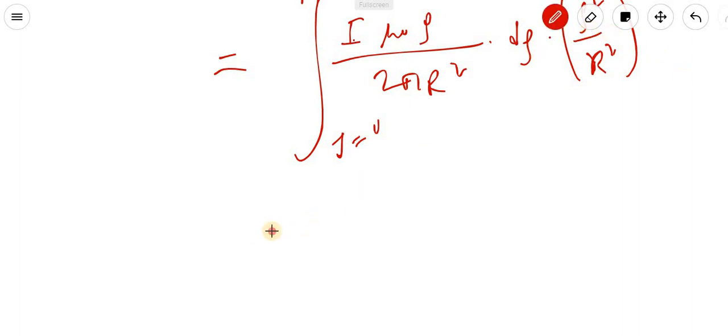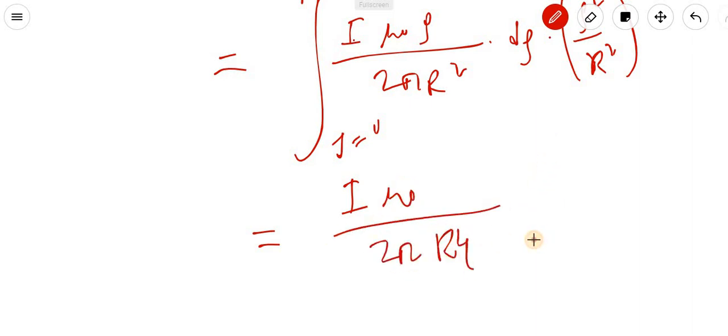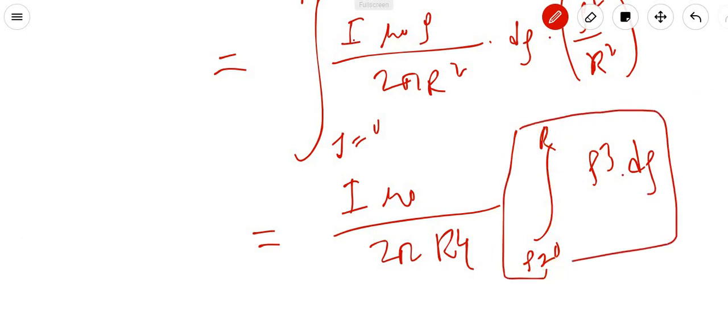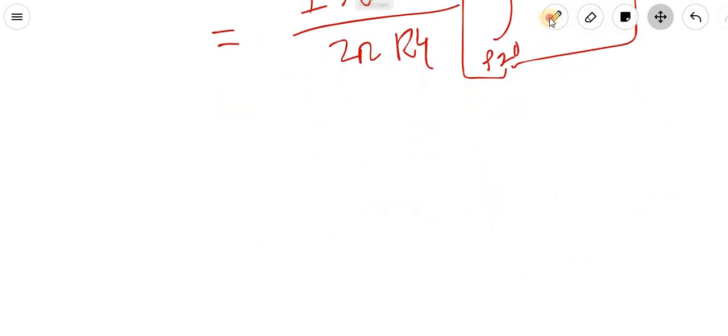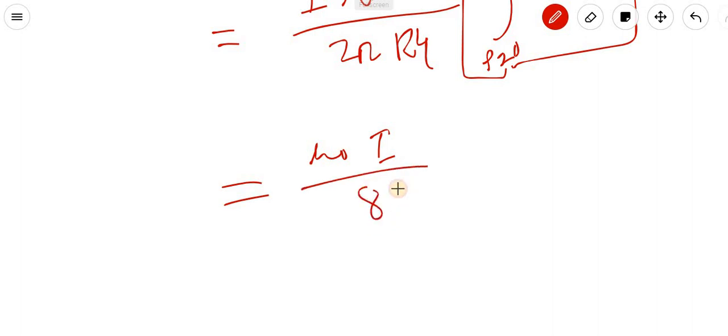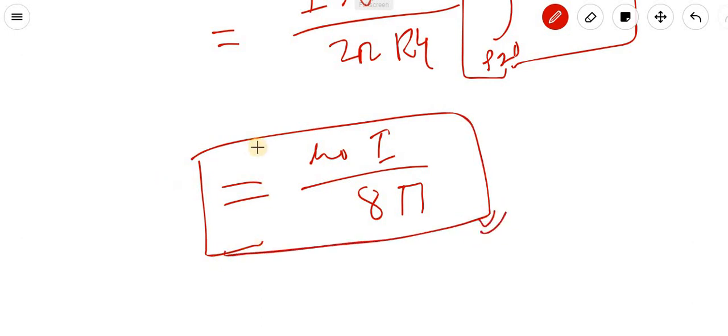Now here we will get I mu naught over 2 pi r to the power 4, integrated from rho equal to 0 to r, of rho cubed d rho. If you take the integration of this, finally you will get mu naught I over 8 pi. So this is the expression of the internal flux linkages.